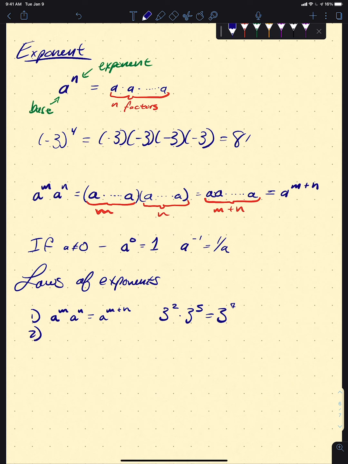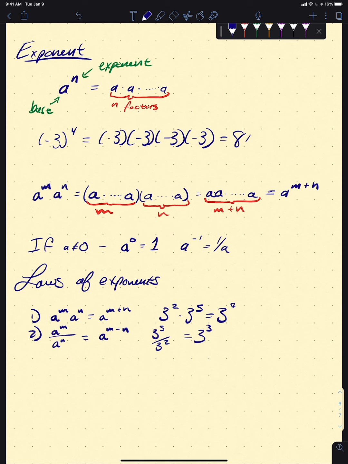Second, if we have a to the m divided by a to the n, well, this is the same as a to the m minus n, right? And that comes from this fact right here. Once again, say we have 3 to the 5th over 3 squared. That's the same as 3 cubed.